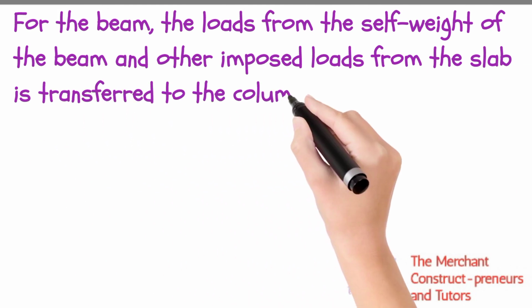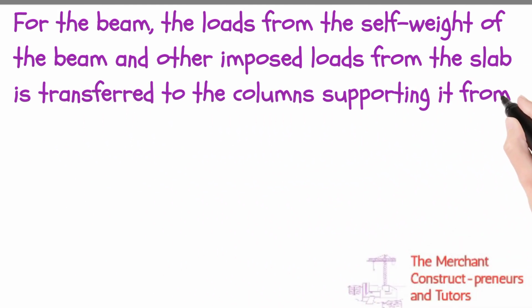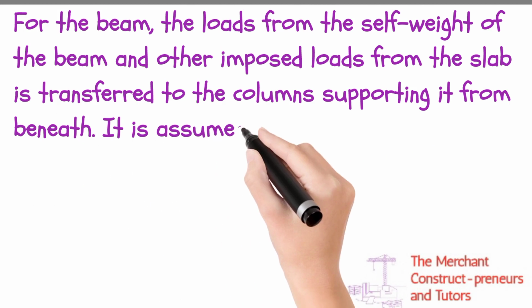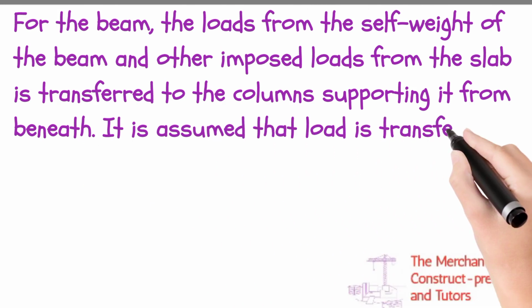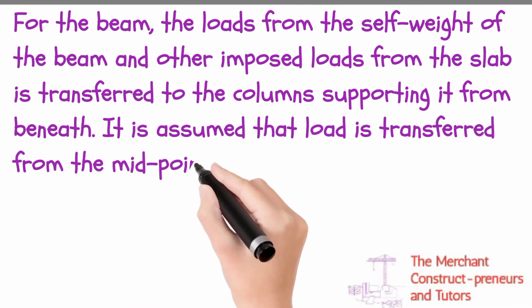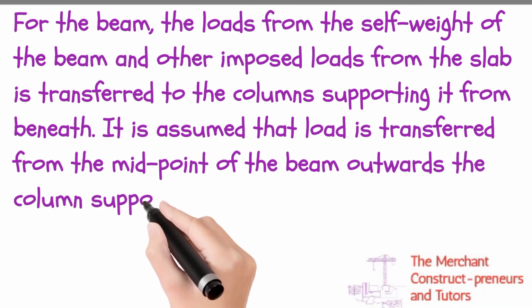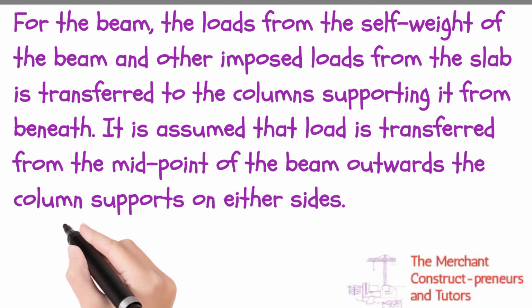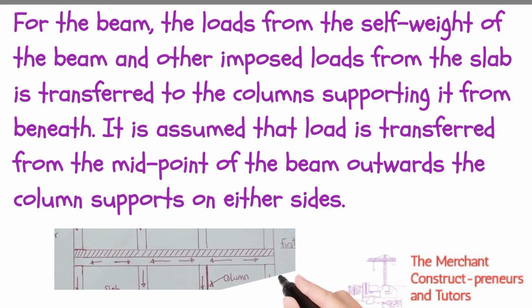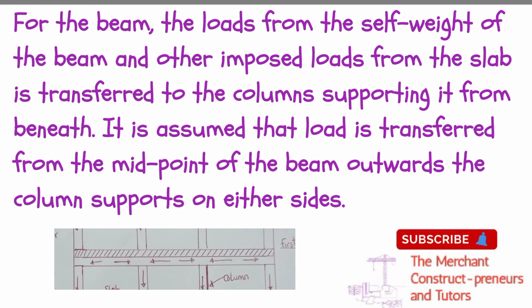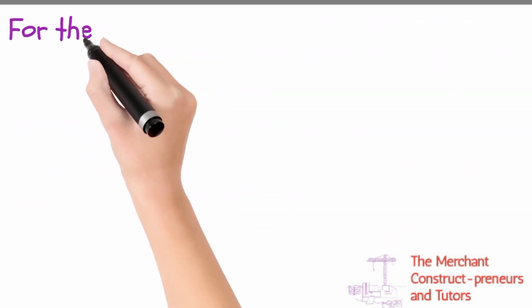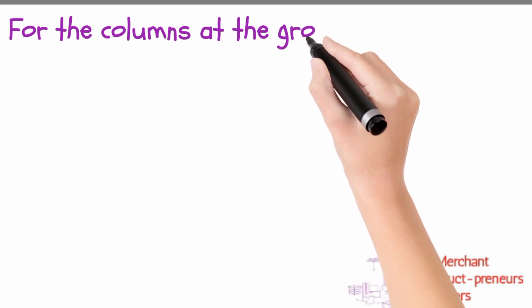So for the columns at the ground floor, the loads from the self weight of the beam and other imposed loads from other structural members. I'm talking about the ground floor now. The ground floor is collecting everything from the top. So the loads from the beams above the columns and also from the slab and other structural elements are transferred vertically downwards to the foundation, as you can see there. See the arrow from the column, it's taking it down to the foundation footing.